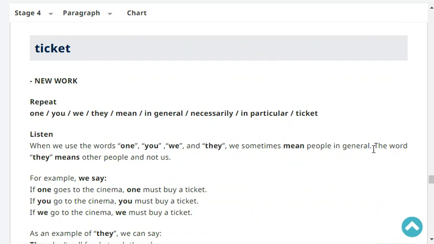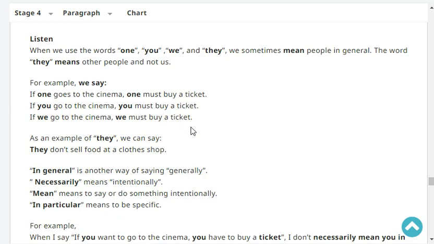In English, when we use the words one, you, we, and they in a sentence, we sometimes mean all the people in general, not you or me. The word they means other people and not us. For example, we say, if one goes to the cinema, one must buy a ticket. So it means all the people that want to go to the cinema have to buy a ticket.